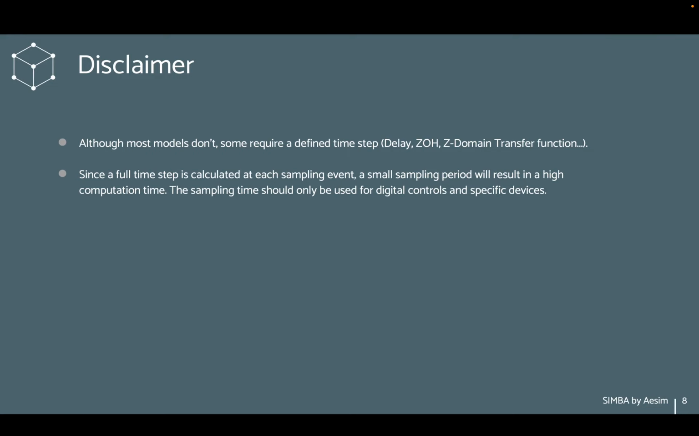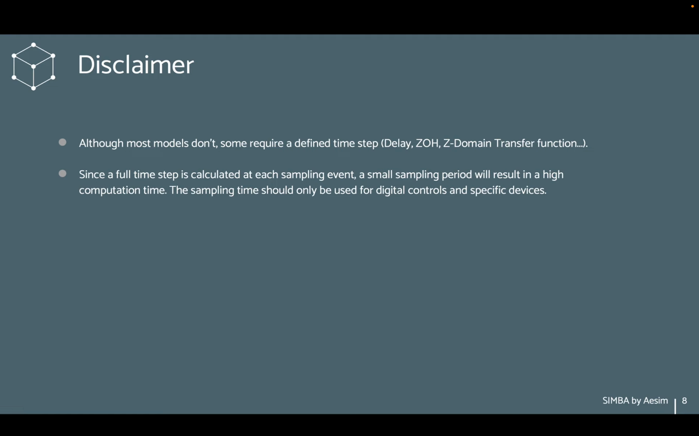just a few notes. First, 99% of all the control models don't require a sampling period, and they can just be used in the predictive time step solver. However, some devices will require one, like for instance a Z domain transfer function that requires by nature to be sampled, or devices like the delay block.